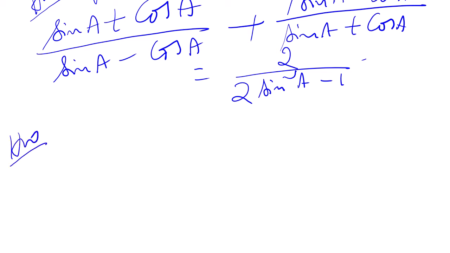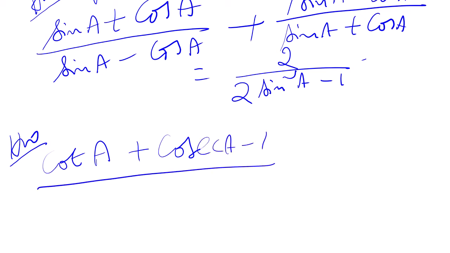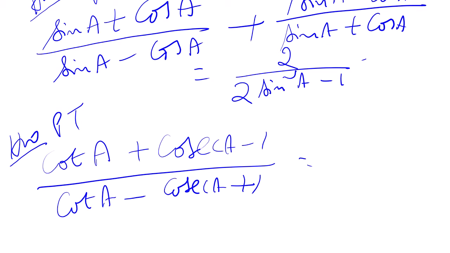The more you practice on your own, then only you will be able to really do it well. So cot A plus cosec A minus 1 upon cot A minus cosec A plus 1 is equal to, this is proof that, is equal to 1 plus cos A upon sin A. So here you have to write cot as cos upon sin, and you have to write cosec as 1 upon sin. Then you will get it easily. Try it out. Okay.